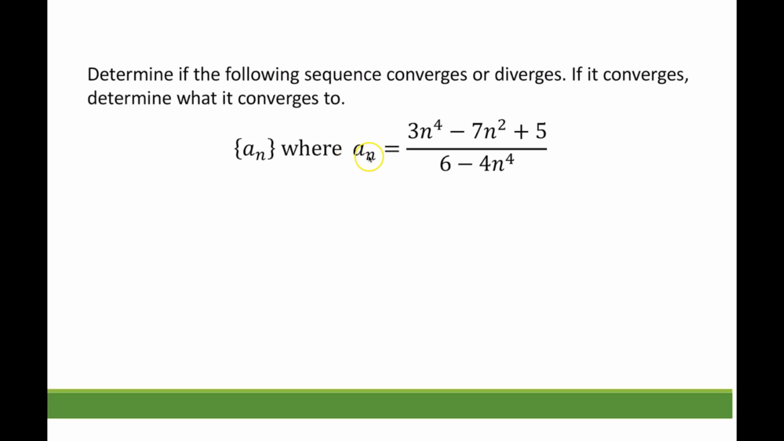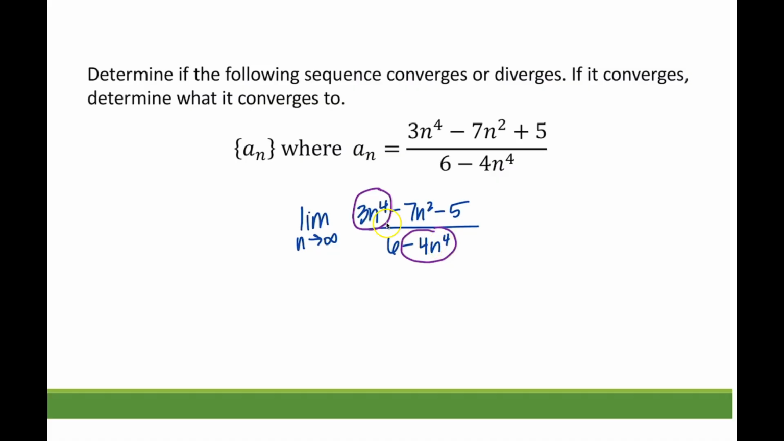For this sequence, we have a general term a sub n equal to 3n to the fourth minus 7n squared plus 5, all over 6 minus 4n to the fourth. So we want to do the limit as n approaches infinity. Now looking at this, I have a polynomial over a polynomial. So they're the same type of function, but we want to look closer and recognize that they are polynomials of the same degree. So the leading term in the numerator is 3n to the fourth, and the leading term in the denominator is negative 4n to the fourth.